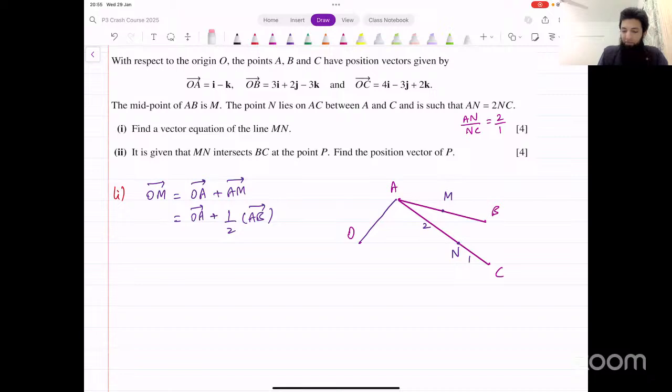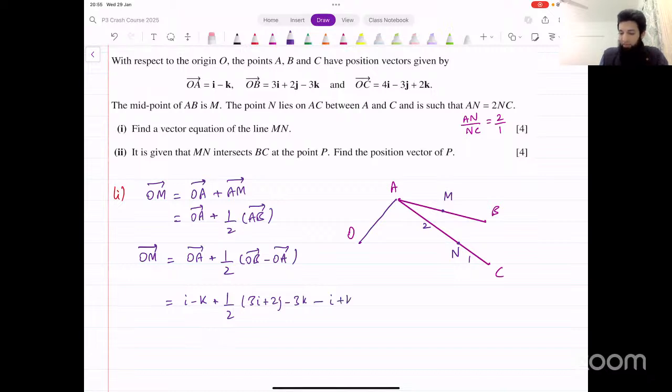And that will give us the position vector of the point M now, because now we can say OA plus half into OB minus OA. That's the position vector of the point M. Now we just input values. OA is i minus k. OB is 3i plus 2j minus 3k. Subtract from this OA, that becomes minus i plus k.